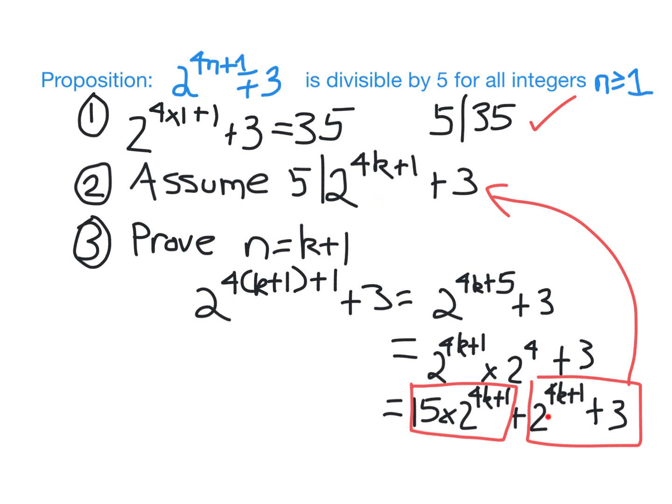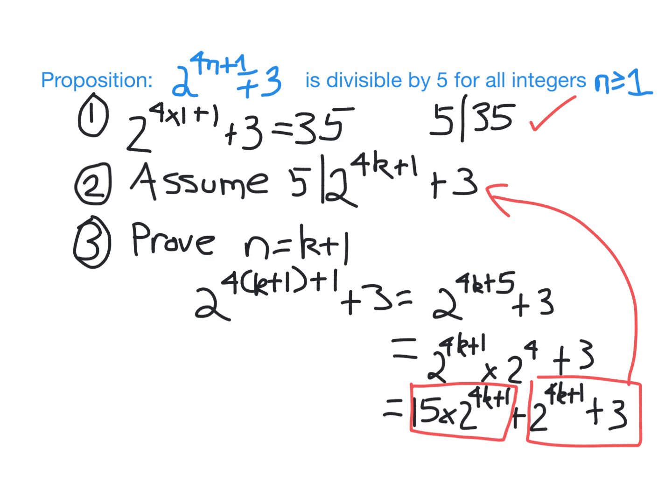So if this is divisible by 5, then I have a number divisible by 5 plus a number divisible by 5. I have the sum of two numbers divisible by 5. So if this is true, then this is also divisible by 5. If this statement is true for n equals k, it is true for n equals k plus 1.